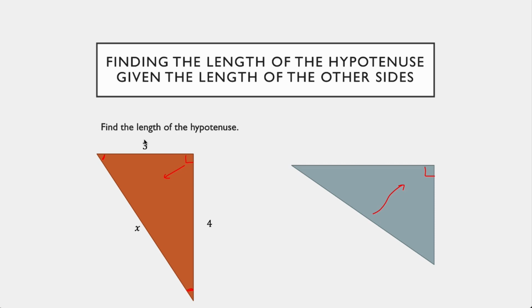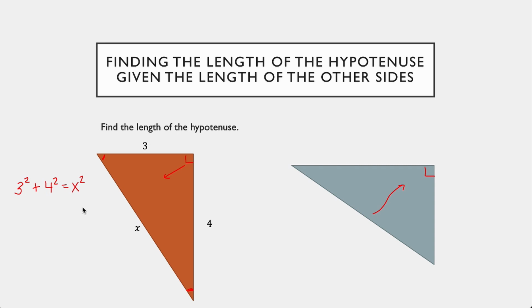So we have the lengths 3 and 4. So we want to plug in 3 and 4 for A and B, or B and A. It doesn't really matter which order because we need to keep track of the hypotenuse. So 3, we'll put that for A, 3 squared plus 4, we'll put that for B, 4 squared is equal to C squared, or x squared in this case. Okay, so we have our equation.